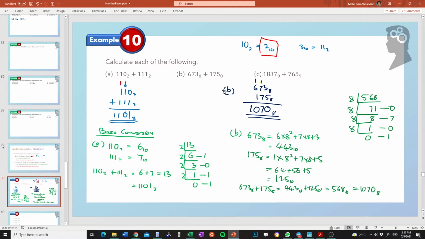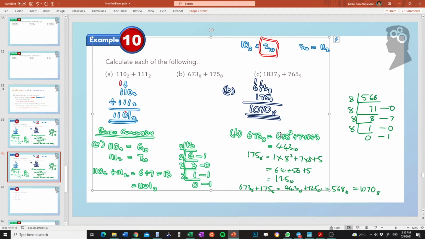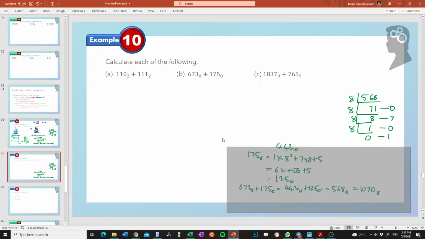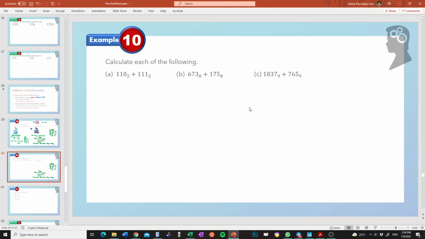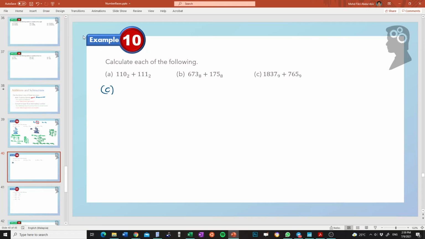Okay, let me show you another example, soalan C. Mungkin saya nak letak pada slide barulah, tak cukup ruang. Okay. Alright. C. Let's do direct first. 1837 base 9 plus 765 base 9.